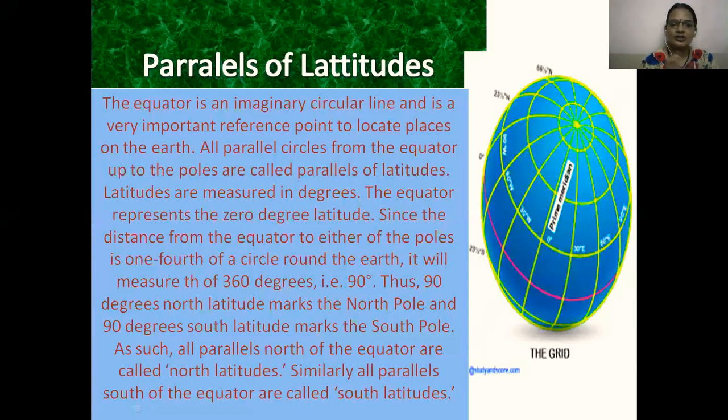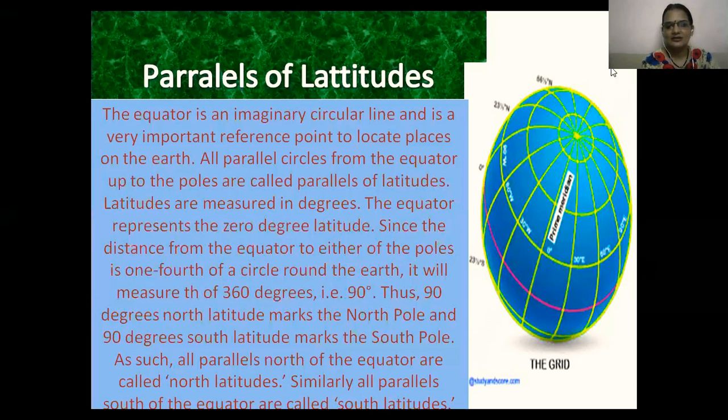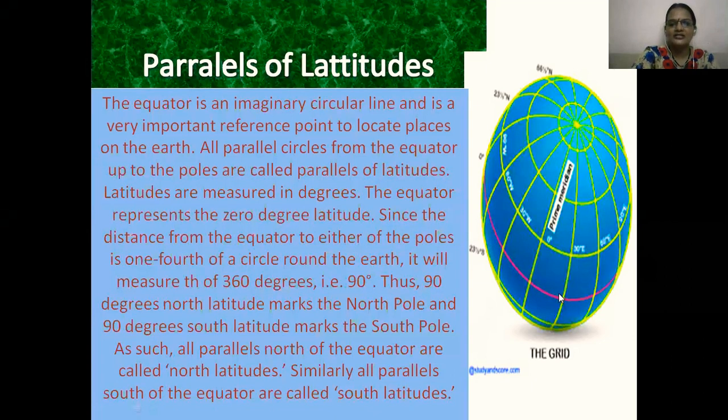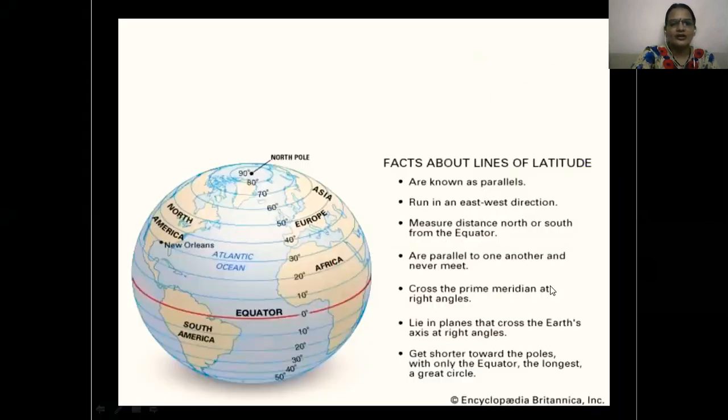Now, this particular diagram is about the parallels of latitude, how latitudes run, and it is a very important reference point to locate places on the Earth. All parallel circles start from the equator. You can see the equator, this pink color line, students. In the diagram, you can see the pink color line on this Earth globe. It is 0 degrees.